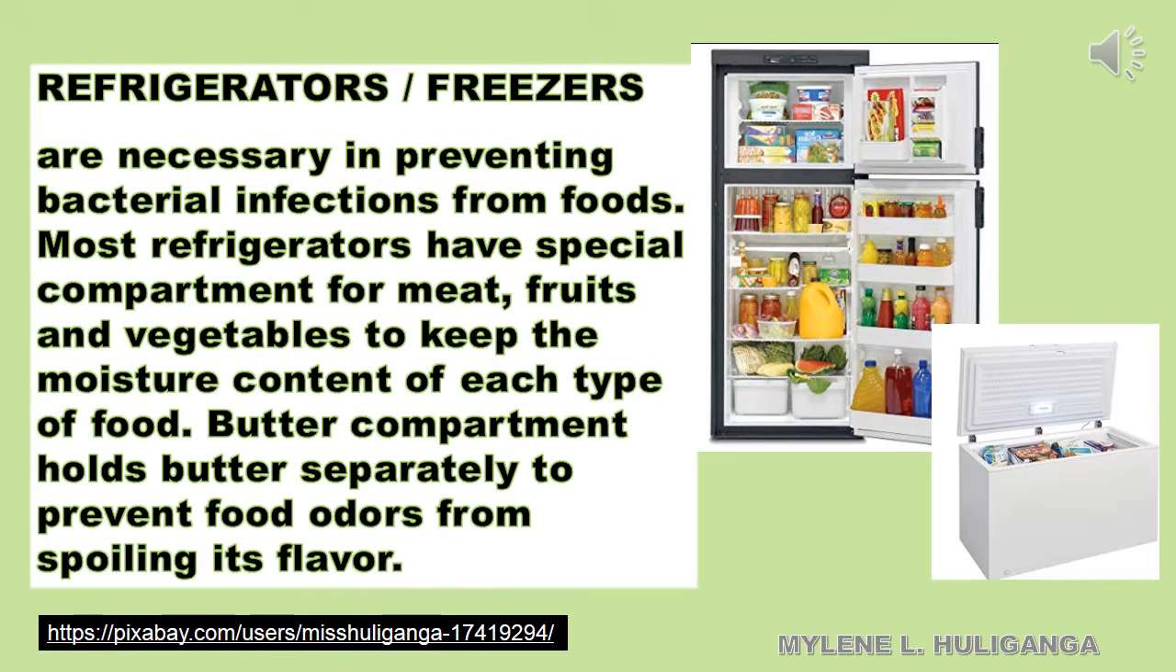Refrigerators and freezers. These are necessary in the kitchen to prevent bacterial infections from food. Most refrigerators have special compartments for meat, fruits, and vegetables to keep the moisture content of each type of food. The butter compartment holds butter separately to prevent food odors from spoiling its flavor.